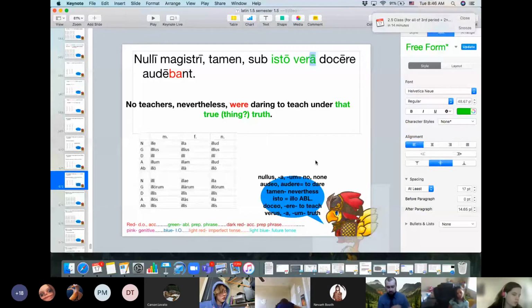Let's see, real quick. Exercises number Isto Vera. Huh. Oh no, Vera doesn't have the macron. Weird. I guess. No, I don't really know. Under that truth. Under that truth. I don't know why they wouldn't both be ablative feminine. That's weird. I'm going to have to come back to that one.